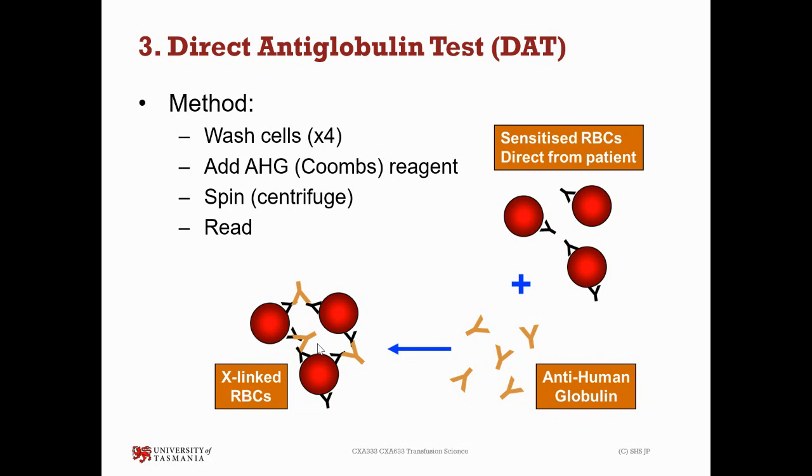In fact, when you do the direct antiglobulin test yourselves, you won't even have to wash the cells, because Melina will have washed and prepared the cells for you earlier in a 3 to 5% suspension. That's how easy this test is. Direct antiglobulin test. Everybody happy with that? We are testing the red cells direct from the patient.